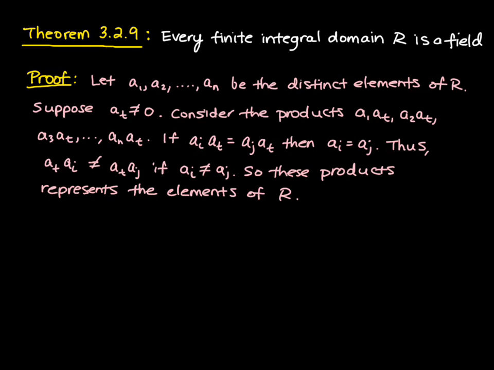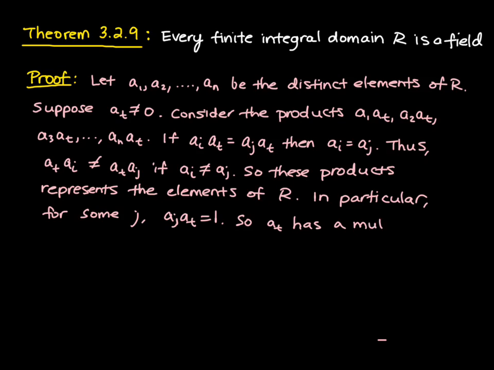Now, in particular, because it's an integral domain, it's a commutative ring with identity. So there is an identity element. And so one of these products has to equal that identity element. So in particular, for some j, A sub j times A sub t has to be 1. Well, what does that mean? So A sub t has a multiplicative inverse. This means that it's a unit.